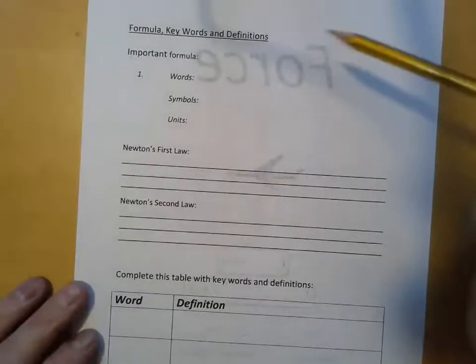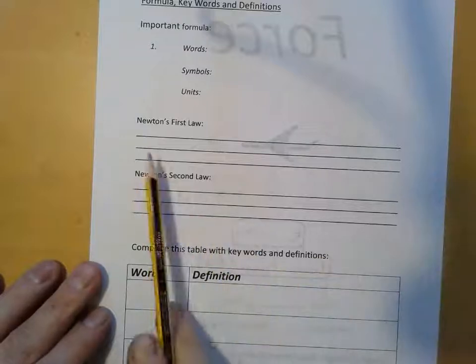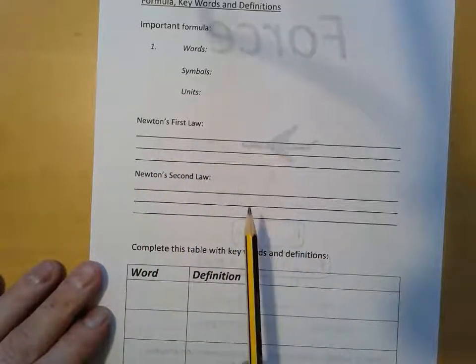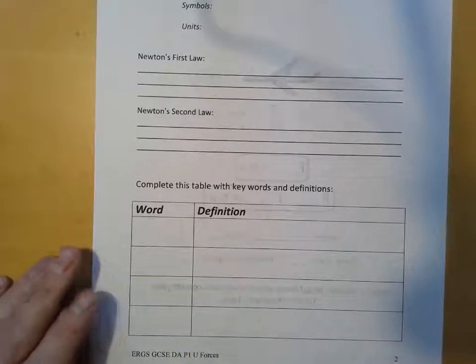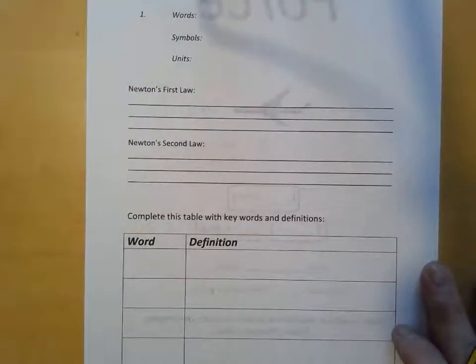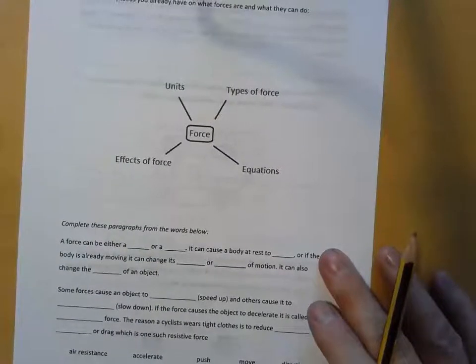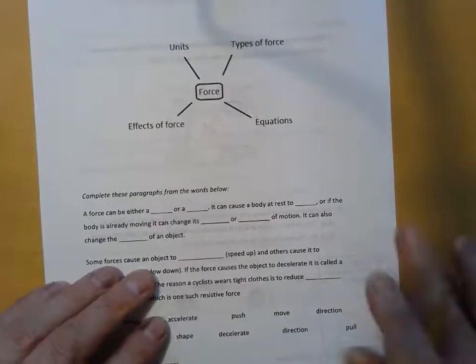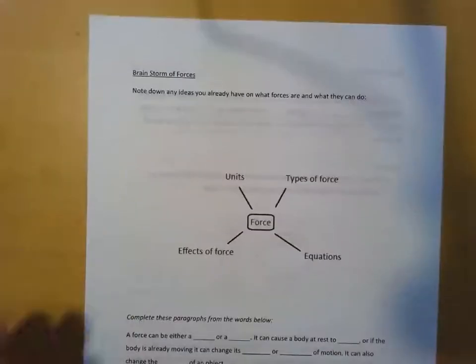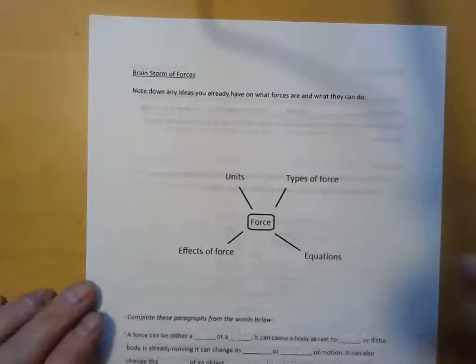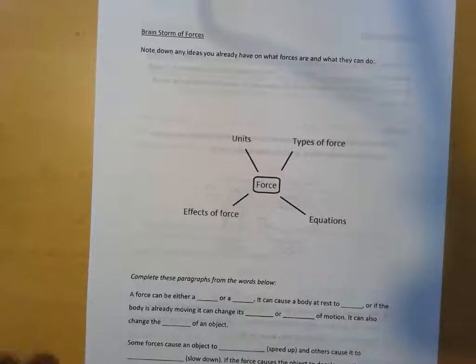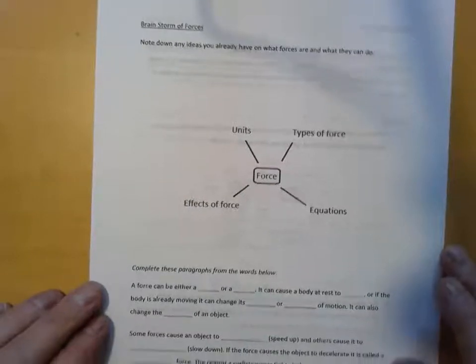Now, if we turn over, page 30 is formulas, keywords and definitions. There's a space there to write in Newton's first law and his second law and some keywords. You can fill that in a bit later on when we've got through the unit a bit, and you can use that as basically a summary. Page 29, 30. This will be your page 31 then. Okay. So you might remember about ideas you have about forces and what they can do. There's a little mind map there, but we'll fill in the gaps first and then we can come back to the mind map.